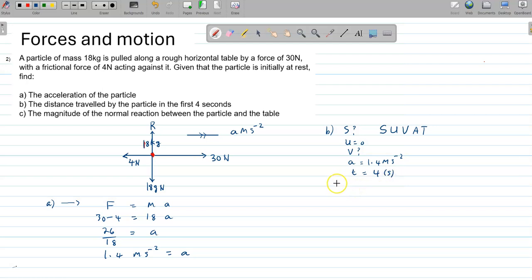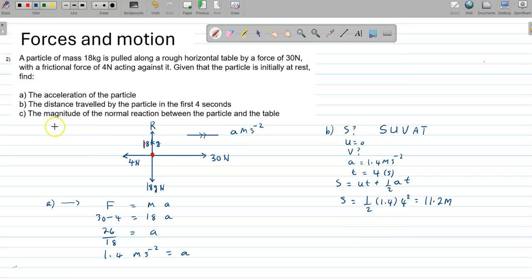So we can use this formula from SUVAT. S is equal to UT plus a half AT squared. The initial velocity is 0, so this part of the equation would be 0. So S is equal to a half times 1.4 times t squared, which is 4 squared, and that gives us 11.2 meters. So the distance is 11.2 meters.